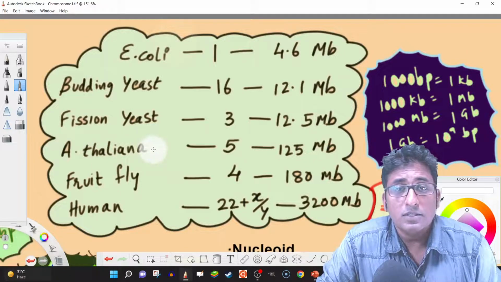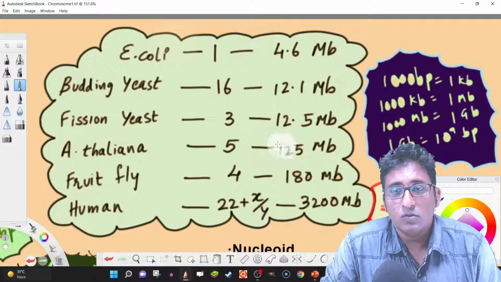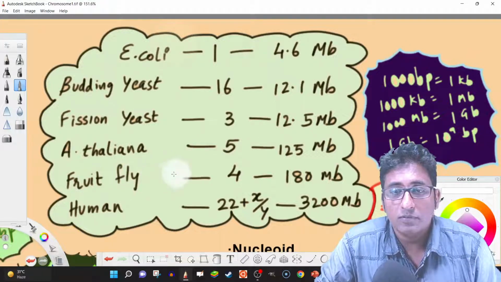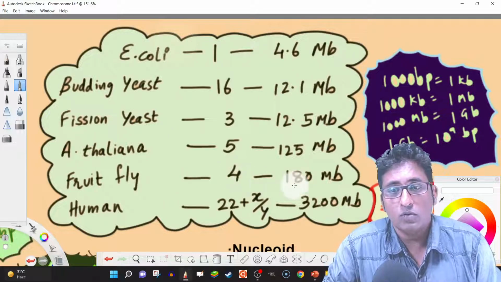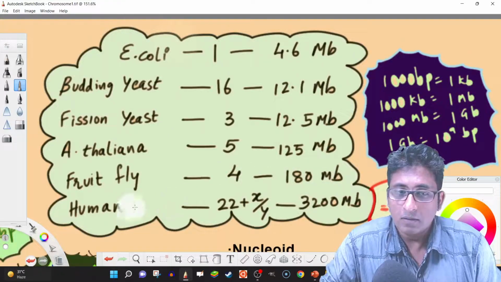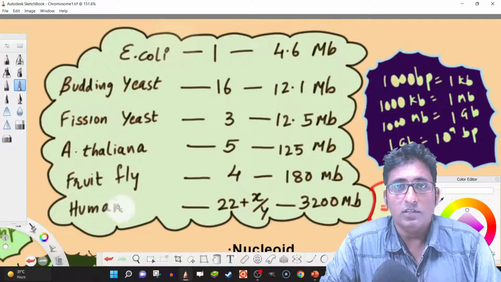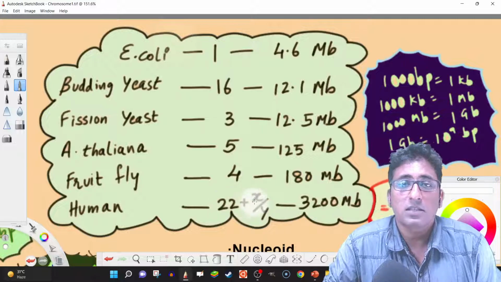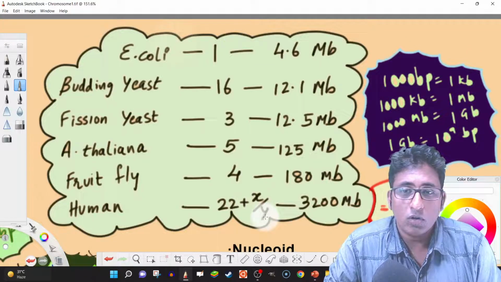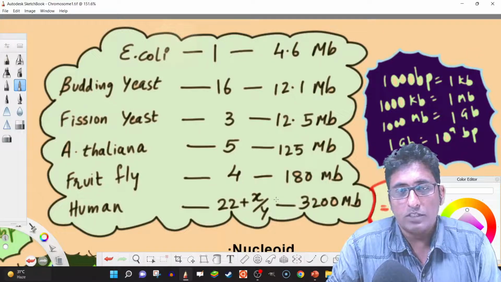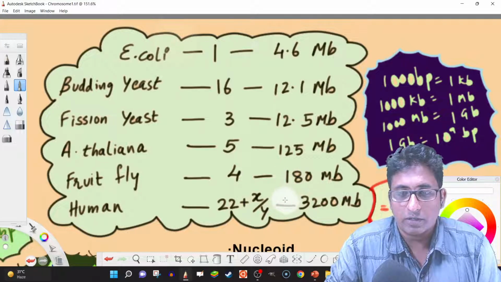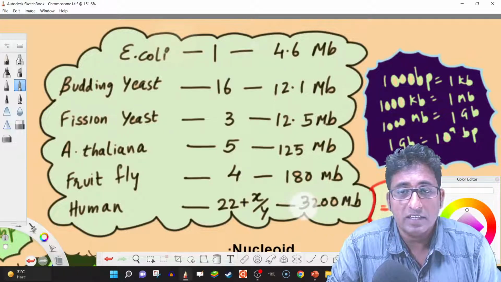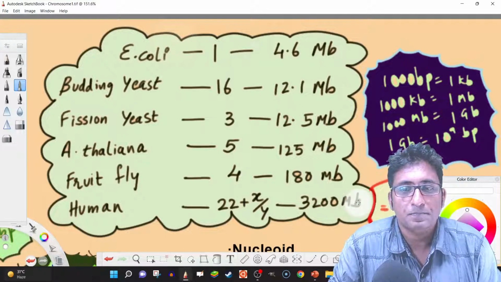Arabidopsis thaliana, it has 5 chromosomes and 125 MB. It's a plant. And fruit fly Drosophila melanogaster has 4 chromosomes with 180 MB. You can see about humans. We have in a haploid set, 22 chromosomes plus one of the sex chromosomes, either X or Y. We are just talking about haploid, which we will discuss shortly. We have about 3200 MB, or we can say it as 3.2 gigabase pairs.